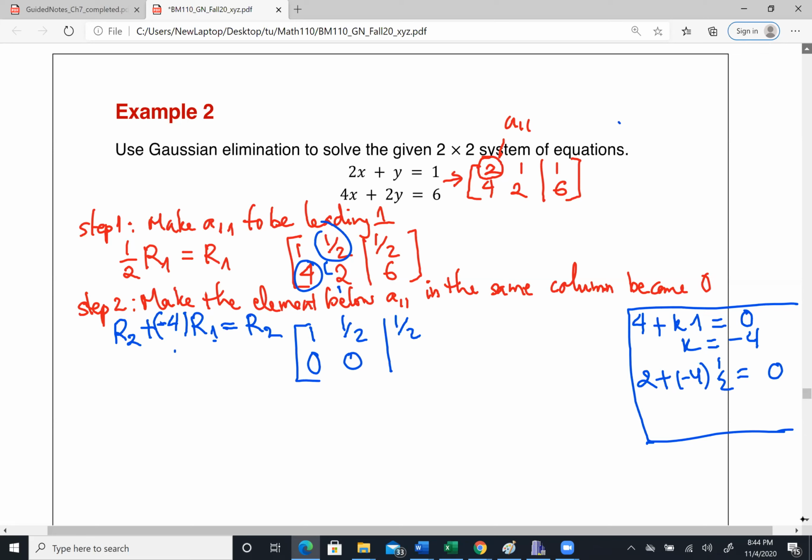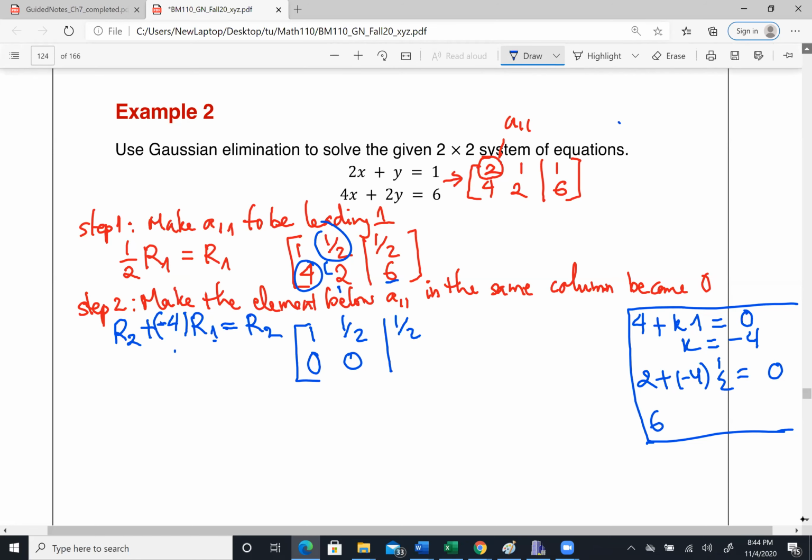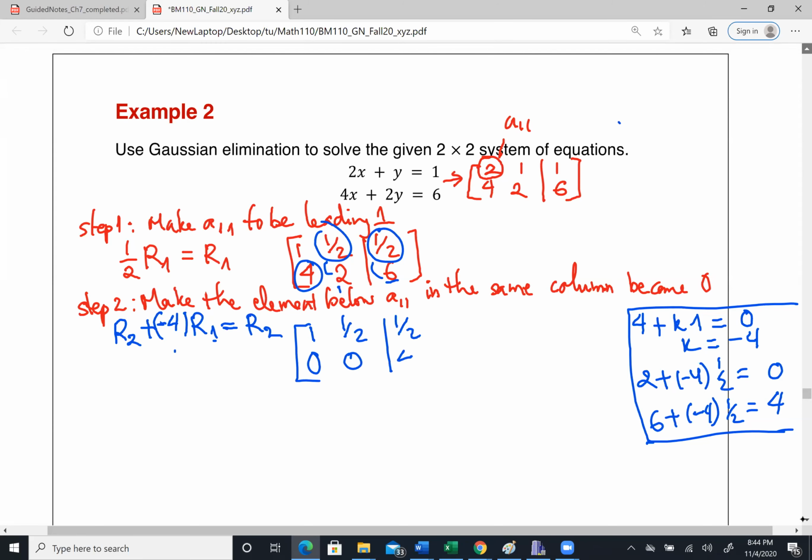And the last term, I have 6 plus negative 4 times 1/2. Now it's going to be 3. Oh, sorry, 4, because 6 minus 2 is 4. So I have 4 here.